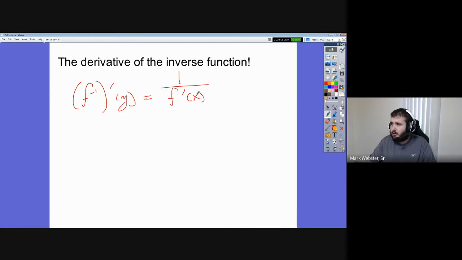that derivative is the same as taking 1 over the derivative of the original function evaluated at that spot as well. That is to say, if we're talking about the point, I don't know, 5, 3. So the derivative of the inverse evaluated at the y value at 3 is the same as 1 over the derivative of the original function evaluated at 5.